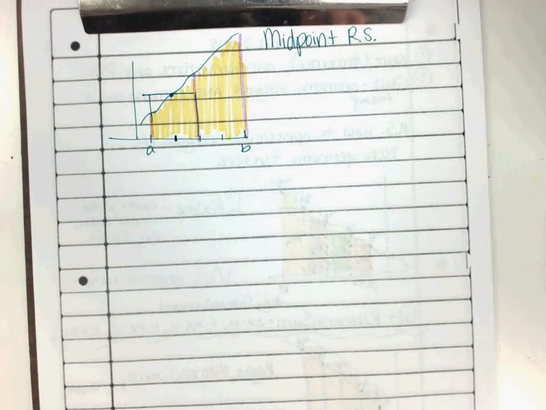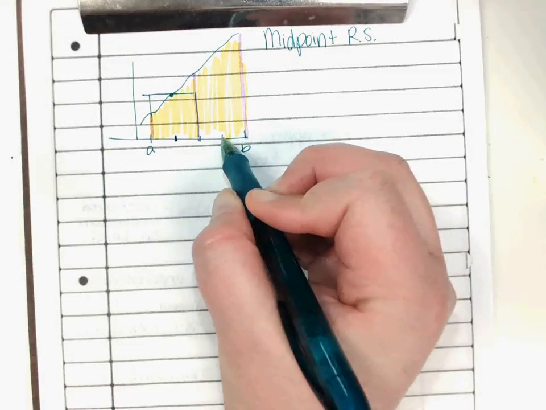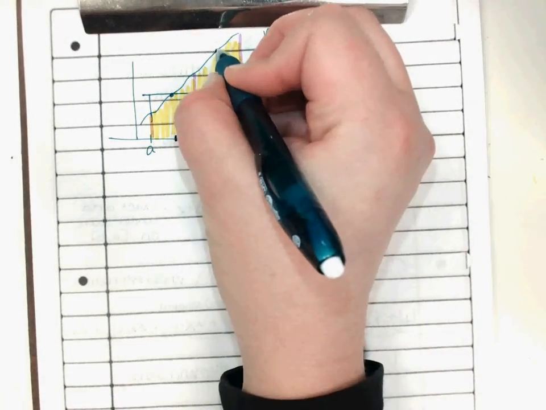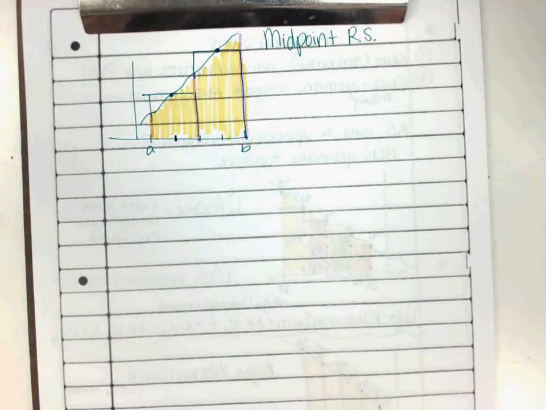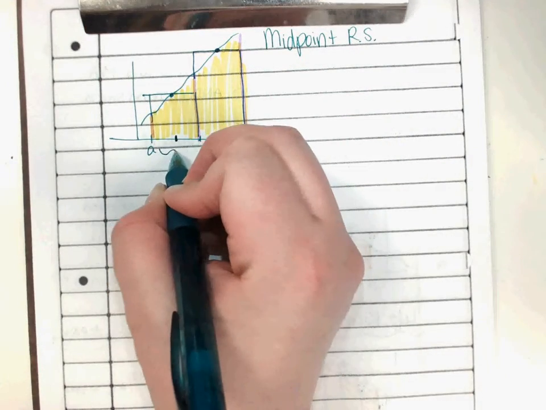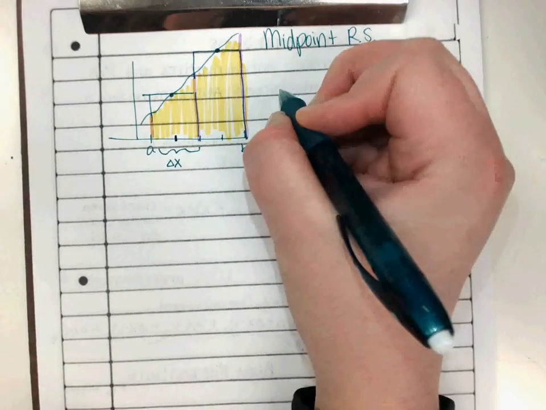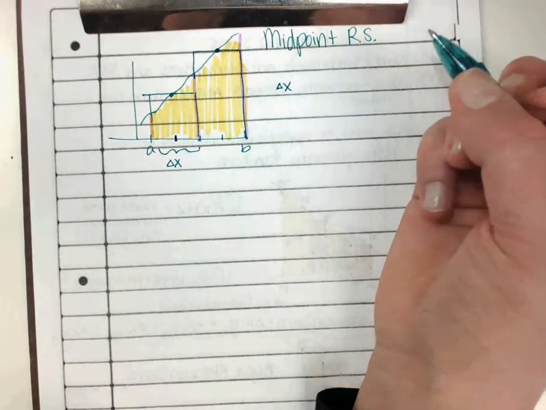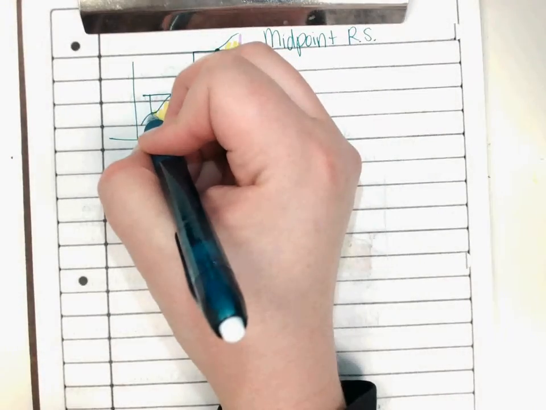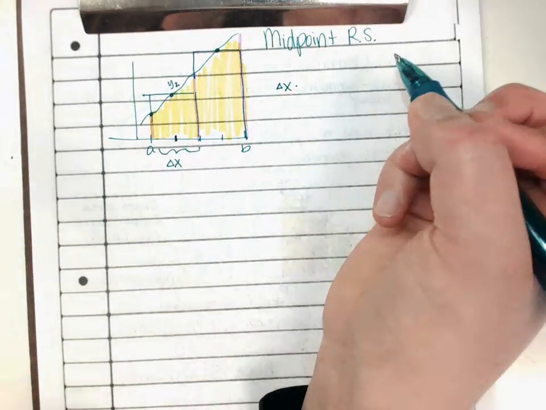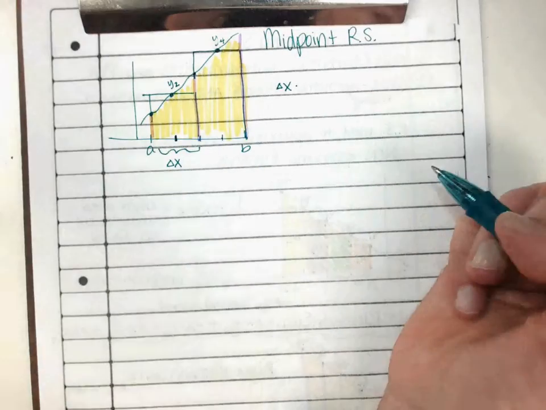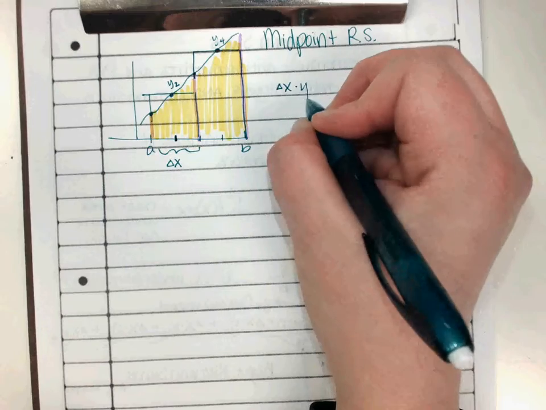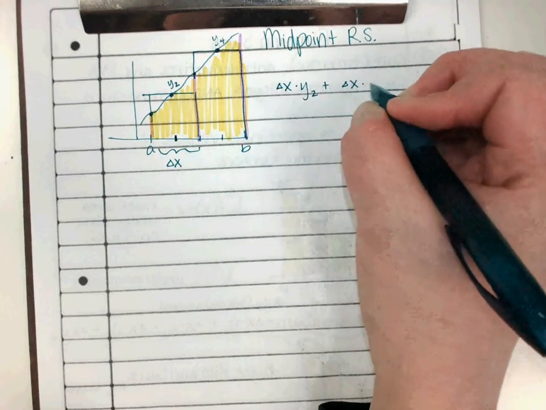Then for my next subinterval, I don't want the left or the right, I want the middle. So I'll find how tall it is at that point, and then form my rectangle like that. So my delta x would be here. Notice it's a little bit wider. And then I would multiply by, if this is y1, this would be y2. Then I wouldn't use y3, but then I would use y4. So I'd have delta x times y2 plus delta x times y4.